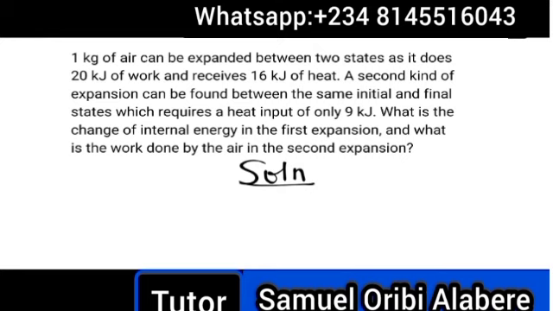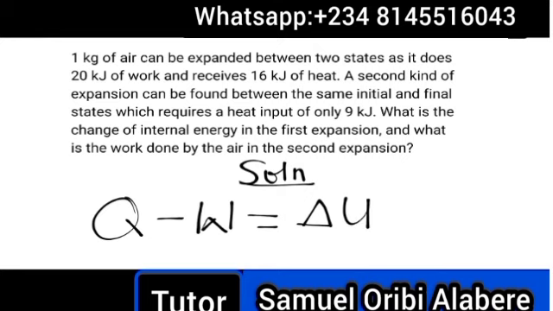So now let's make use of the first law of thermodynamics, which states that the quantity of heat transfer minus the work done is equal to the change in internal energy. This is the formula that we are going to be using throughout our solving in the question. Q signifies the quantity of heat transfer, W signifies the work done, and delta U signifies the internal energy. So let's take note of that. Very, very important.